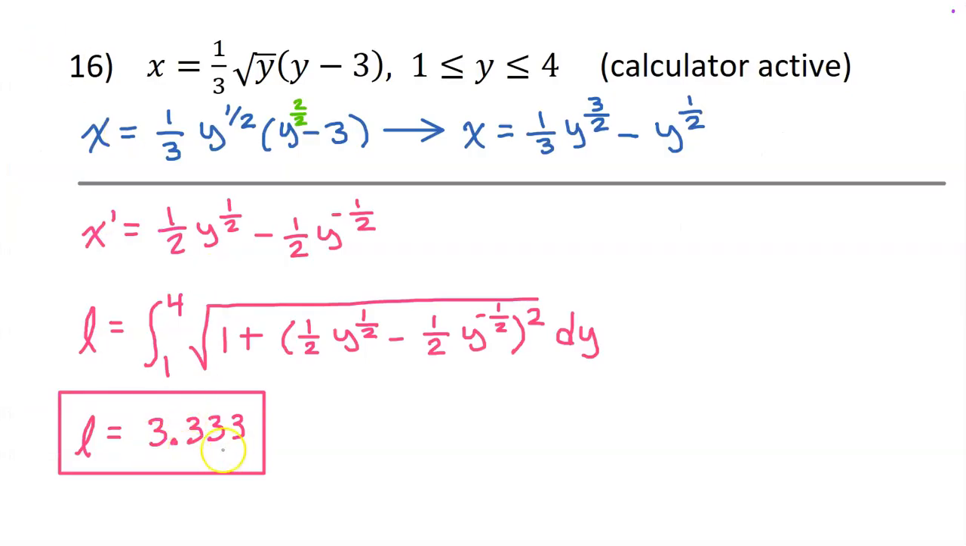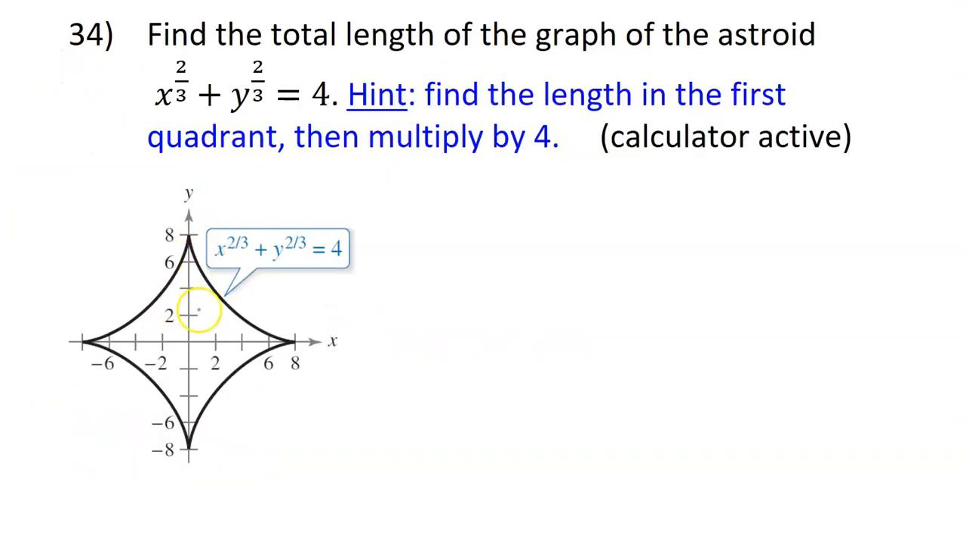These problems are a lot easier when you're allowed to use a calculator. This last problem is also calculator active. We need to find the total length of this asteroid shape given by the equation x to the 2/3 power plus y to the 2/3 power equals 4. And we're given the hint to find the length in the first quadrant and then simply multiply by 4.